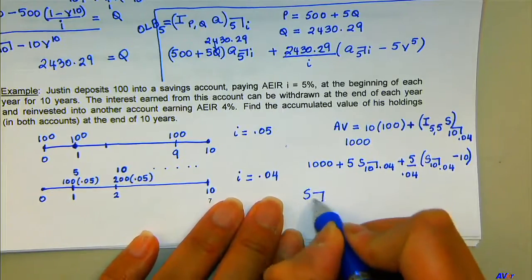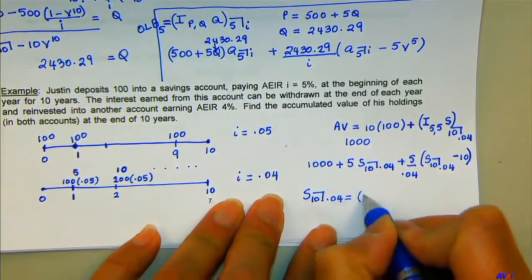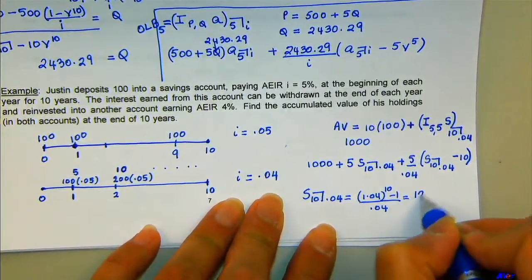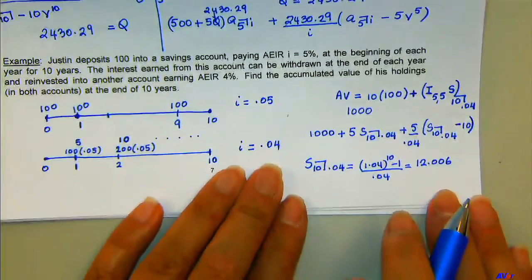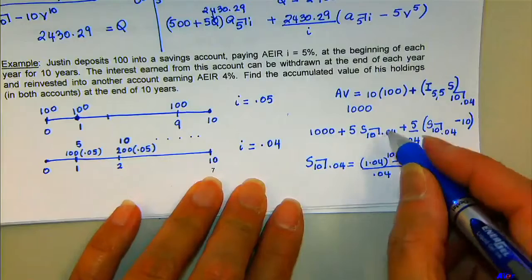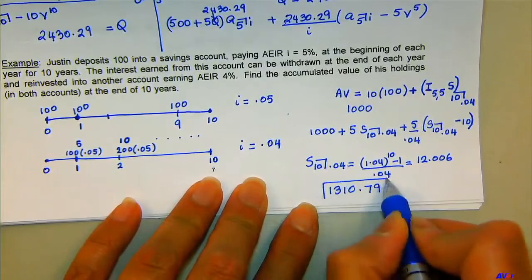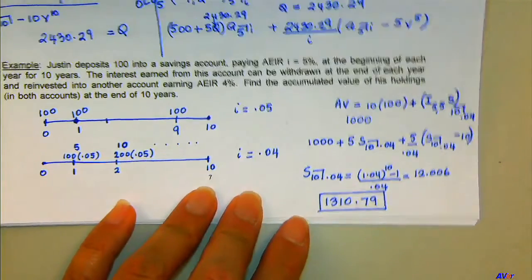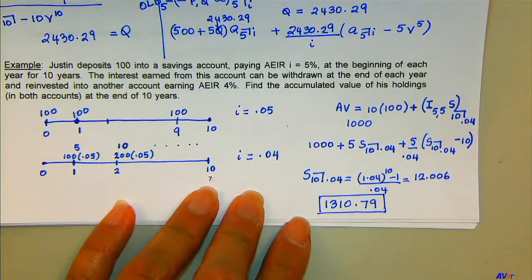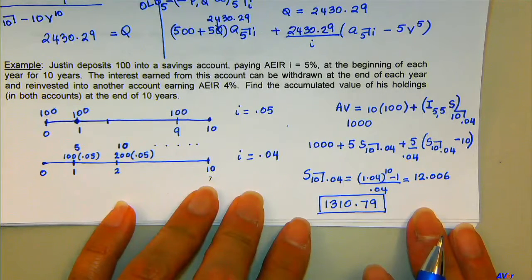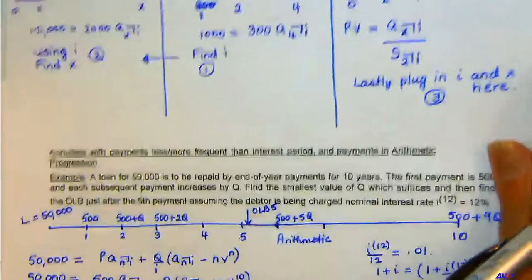So S angle 10, 0.04 is 1.04 to the 10 minus 1 over 0.04, and that is 12.006. Plug that into that equation up top, and you get 1310.79. Everybody okay? Is there any part of this that you do not understand? Okay.